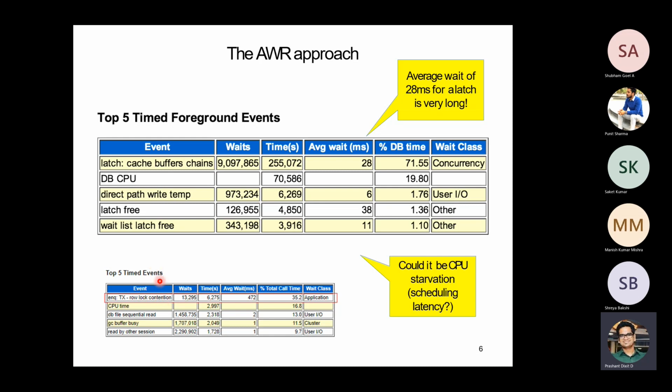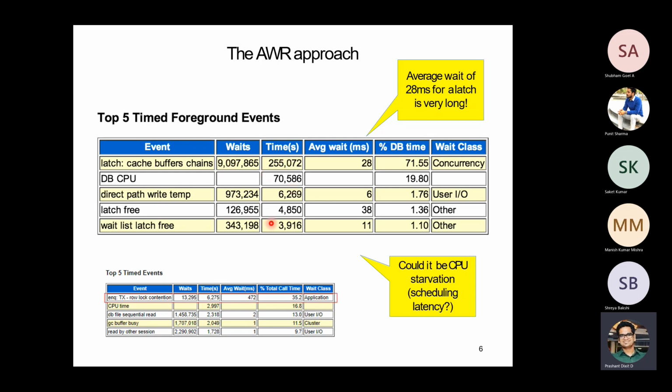And why I purposely used this screenshot here: if you take a look, the number of waits for enq: TX - row lock contention is very, very low, but the average wait time is very high, 472 ms, and it's responsible for 35.2% of the total call time or DB time. It's an application class wait event. So this is just an example. Let's focus here on this particular snap that we have primarily used.